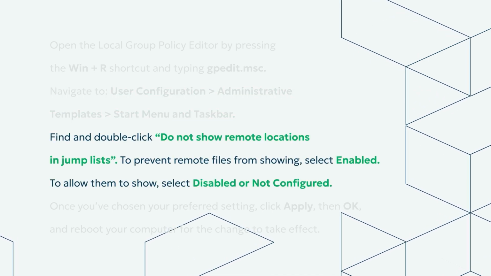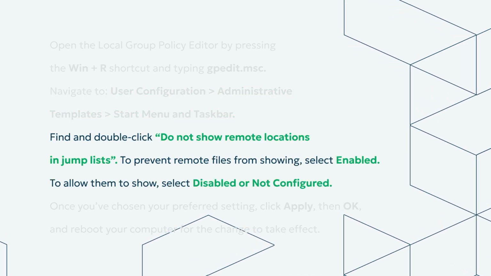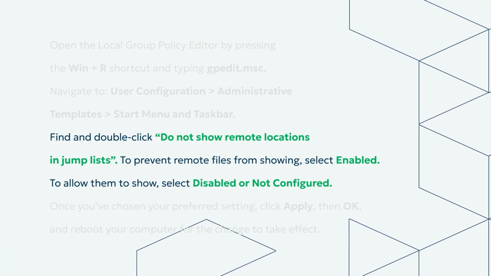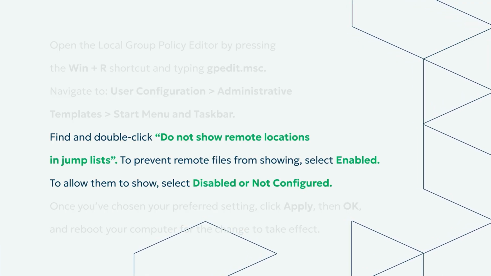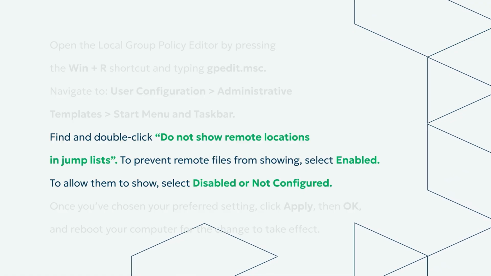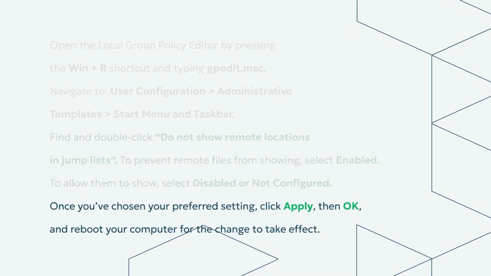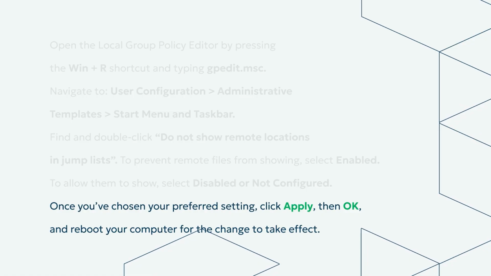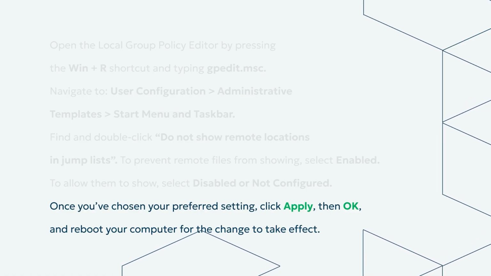Find and double-click Do Not Show Remote Locations in Jump Lists. To prevent remote files from showing, select Enabled. To allow them to show, select Disabled or Not Configured. Once you've chosen your preferred setting, click Apply, then OK, and reboot your computer for the change to take effect.